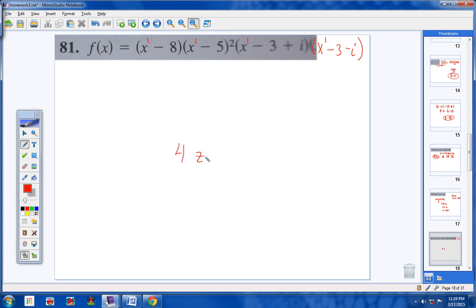Now let's list out those 4 zeros, okay? The zero here would be a positive 8. The zero for this parentheses would be a positive 5. The zero for this parentheses would be, change the sign of both of these, positive 3 minus i, okay? And the zero for this parentheses would be, change the sign of both of them, 3 plus i. Okay, so there's your 4 zeros. Now if you want to condense these two and write them as 3 plus minus i, I don't care, but that's still 4 zeros. 1, 2, 3, 4. And all of that, of course, is up to you. Okay, so there we go.